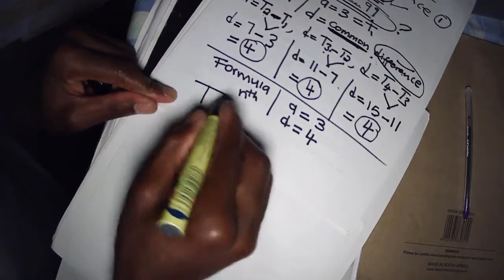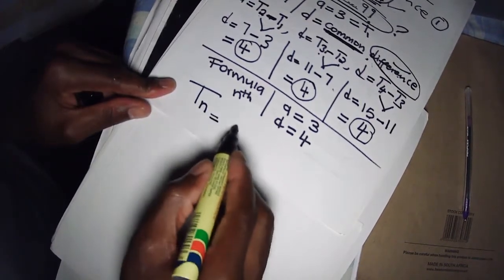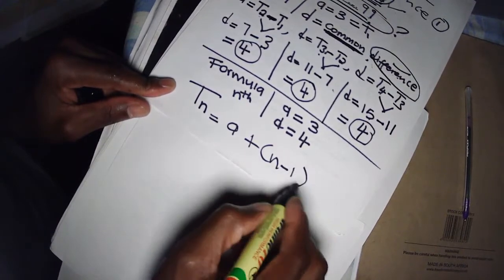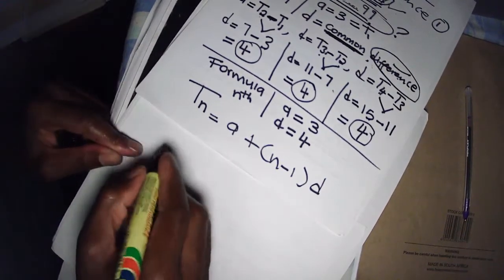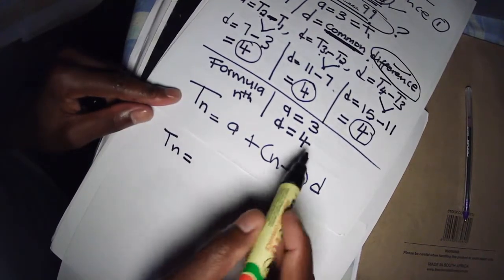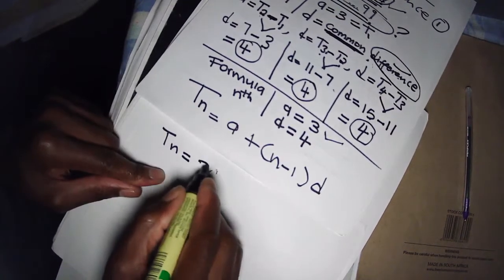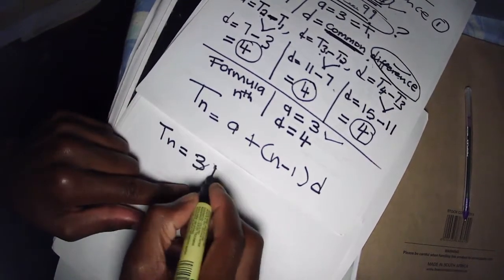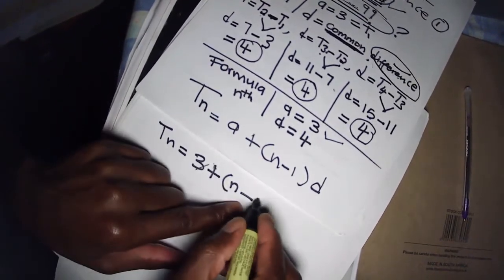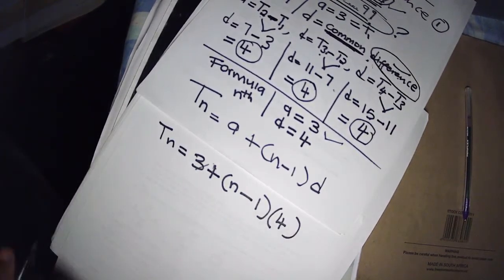Okay, let me bring it here. Tn is equal to A plus n minus 1 D. Okay, so we have Tn is equal to, we said that A is equal to the 3. Sorry, so I'm gonna put the 3 there, plus n minus 1. What is D? It's the 4.